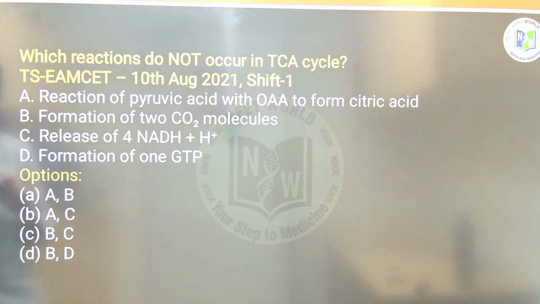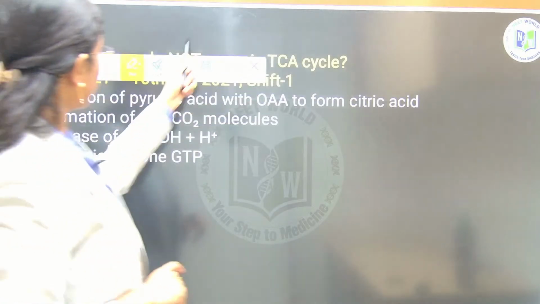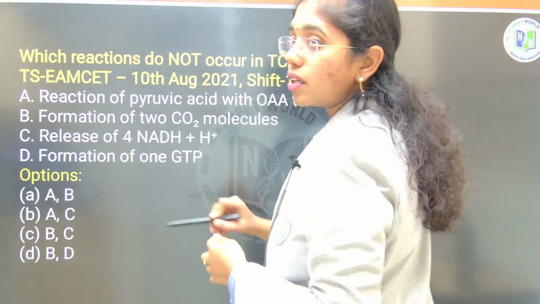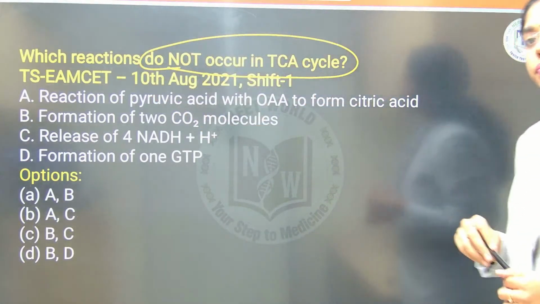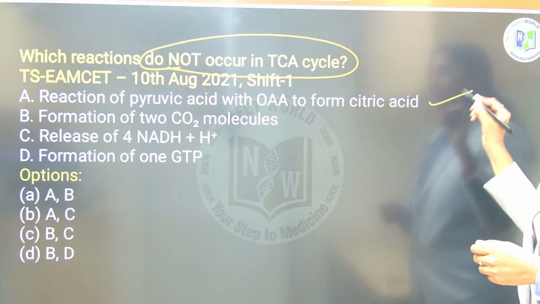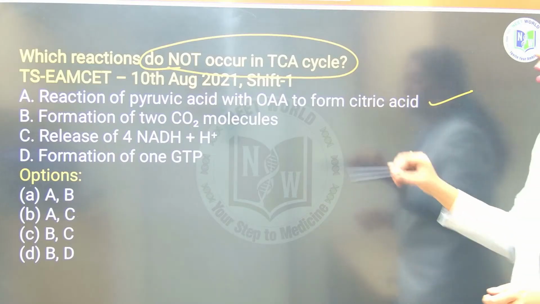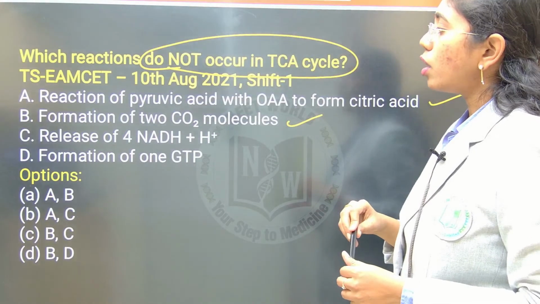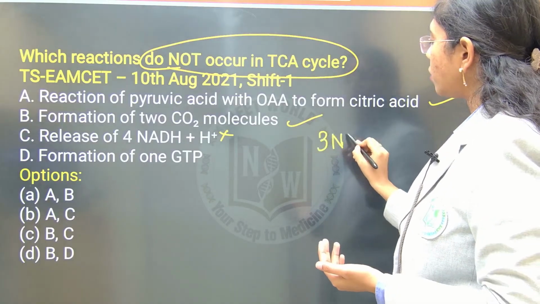Next question, multi-statement based again. Look at it carefully. Which reactions do not occur in the TCA cycle? He is asking which do not occur in the TCA cycle. Reaction of pyruvic acid with OAA forms citric acid. Yes, this forms in the TCA cycle. Formation of 2 carbon dioxide molecules occurs in TCA. Release of 4 NADH plus H plus? No. Release of 3 NADH plus H plus in one TCA cycle.